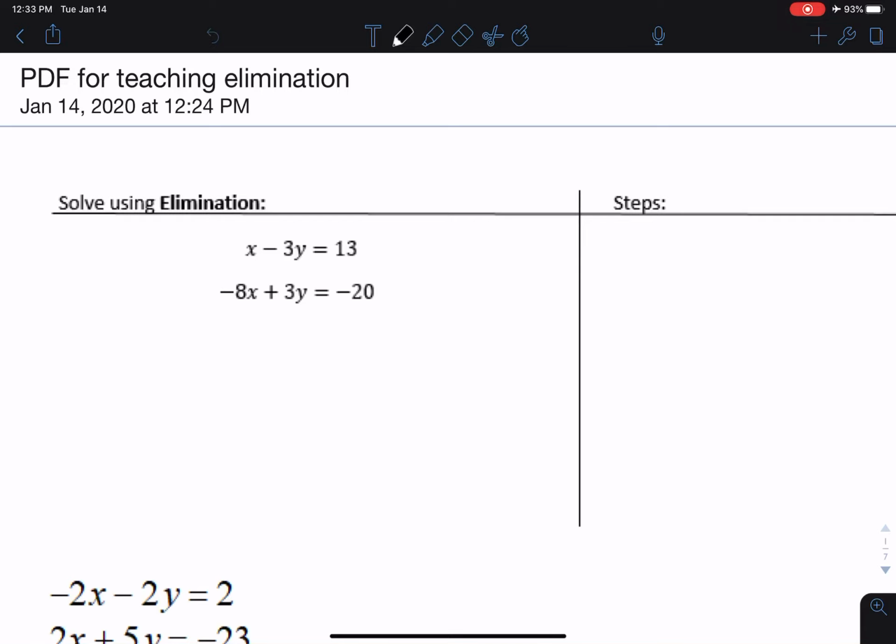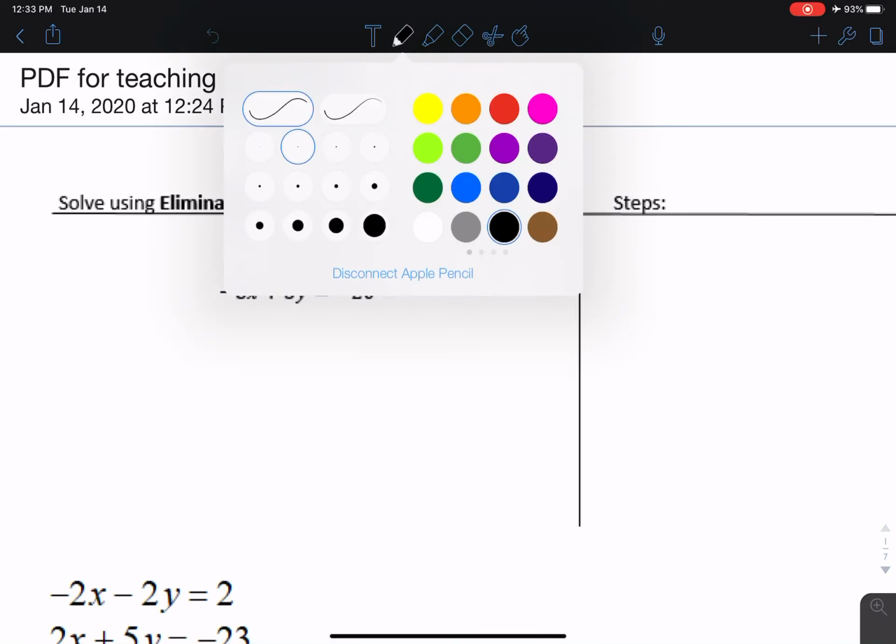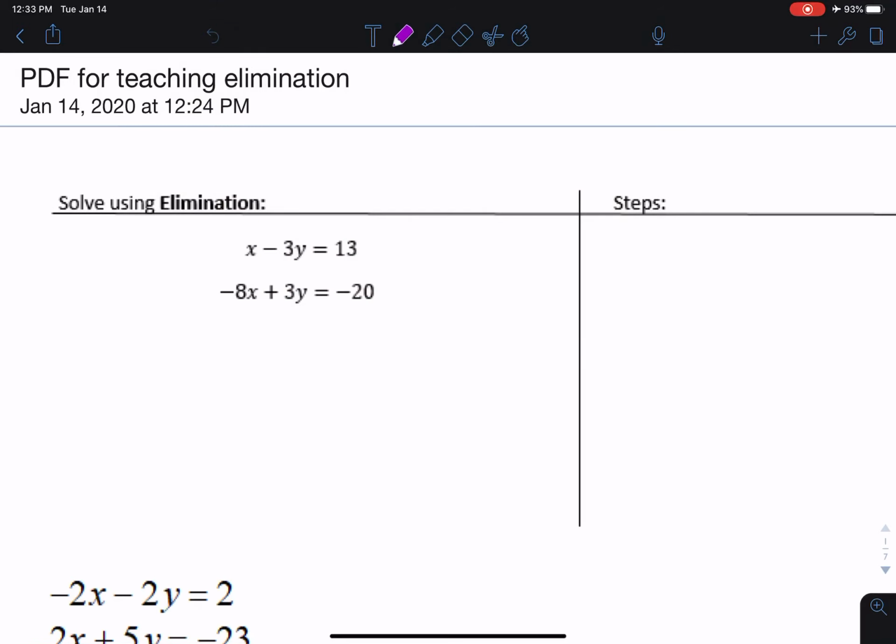This says that x minus 3y equals 13 and negative 8x plus 3y equals negative 20. In order to use elimination, you first need to make sure that all of your variables have a coefficient. So we're going to add a coefficient of 1 next to this x that was alone. Now, your first step when using elimination, step 1, we're going to add the equations, which is really going to end up just being combining like terms.